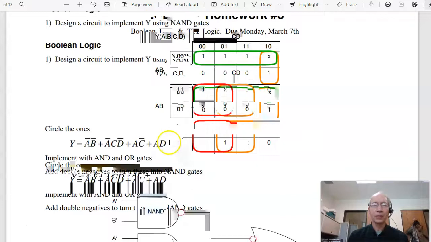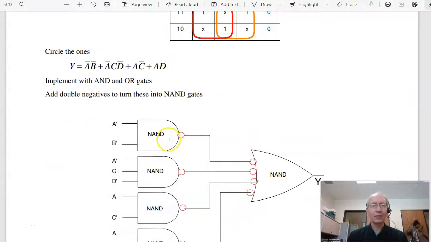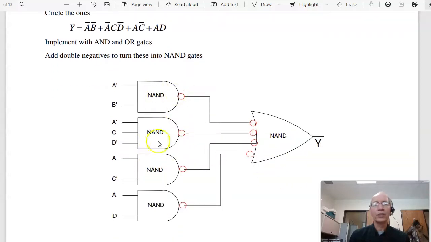So there's the logic. To implement that with ANDs and OR gates, that would be A bar and B bar, or, so ignore the red circles for now, or A bar, C, D bar, added together, ORed with A, C bar, and so on. Once you get the logic, the trick to do NAND gates is throw in a double negative. A double negative doesn't change the logic, but AND NOT is a NAND gate. And NOT AND, or NOT OR, is also a NAND gate. So this is how you implement it with NAND gates. Basically, you circle the ones to implement logic with NAND gates.